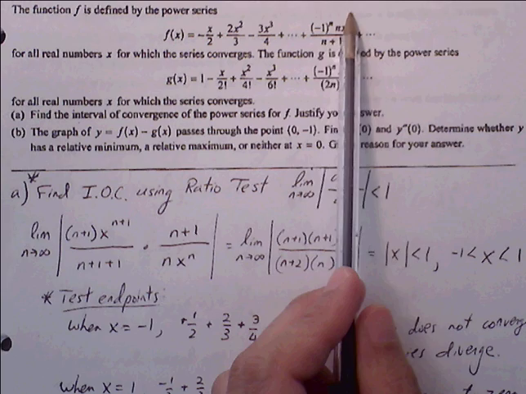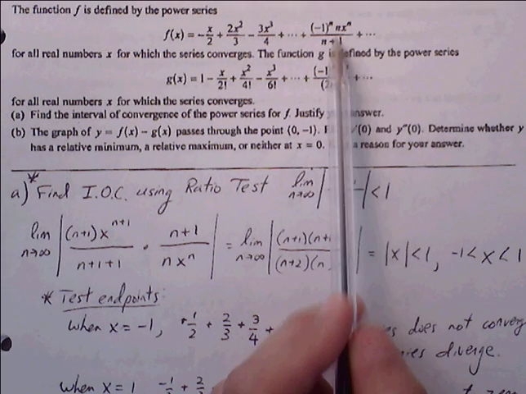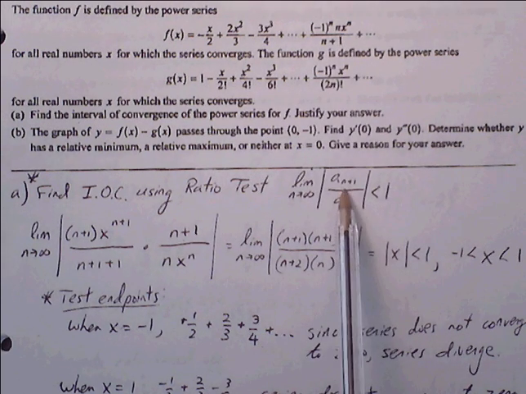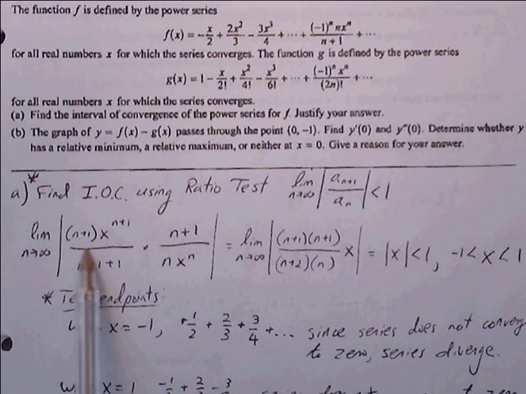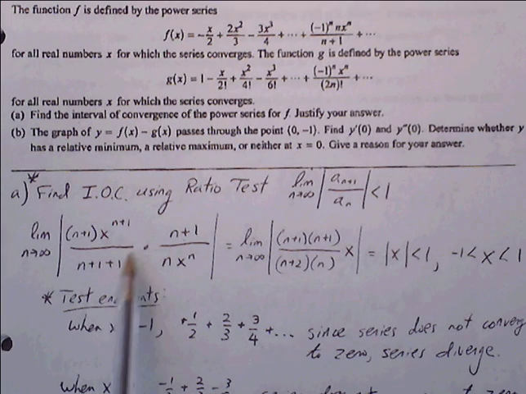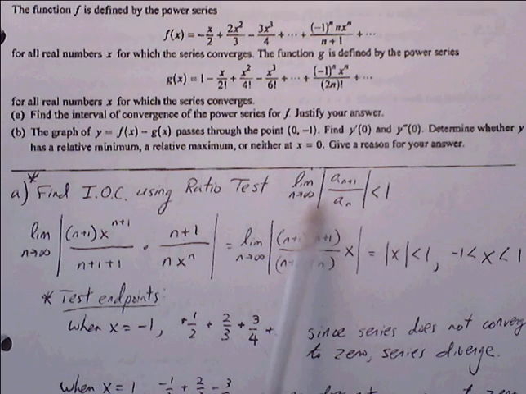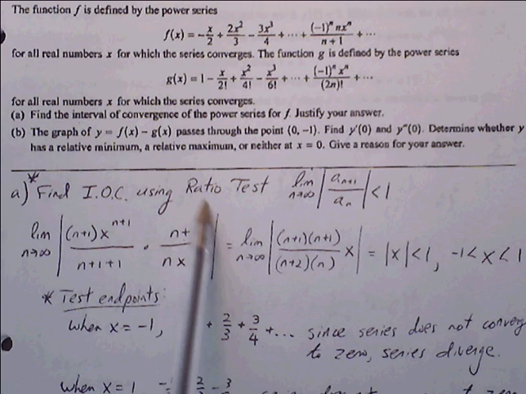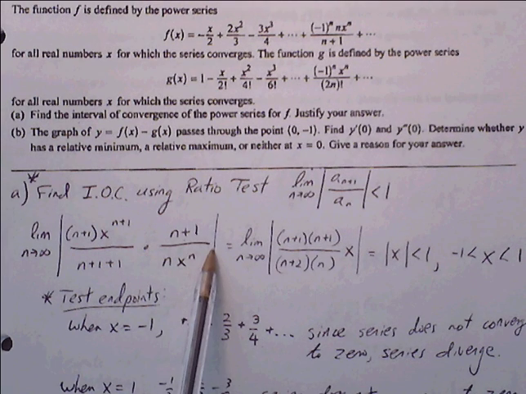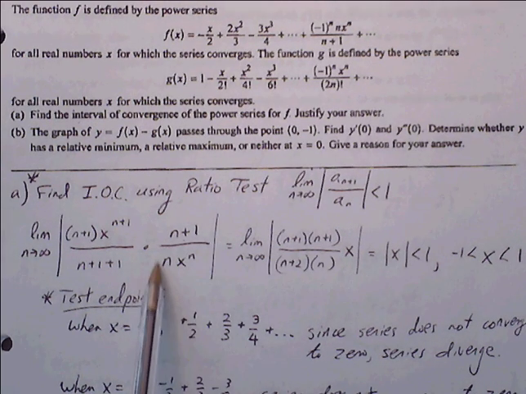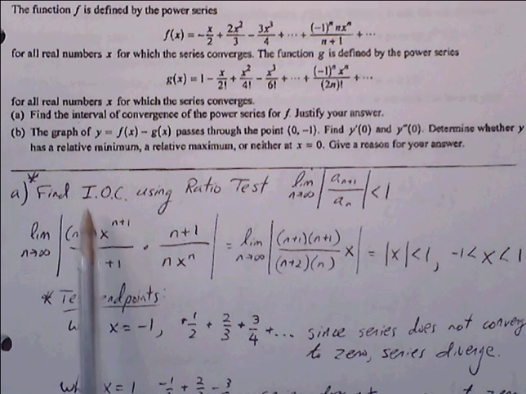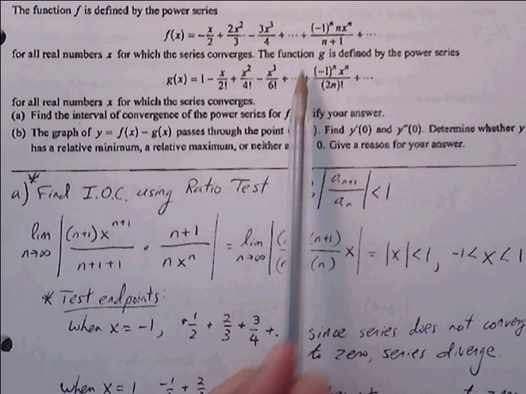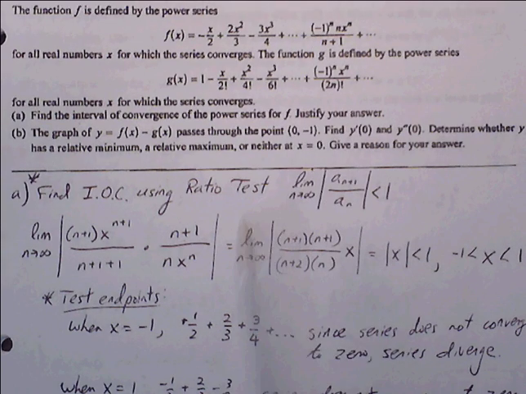So we're going to replace every n with n plus 1 to find the a sub n plus 1 term. So we get n plus 1 times x to the n plus 1 divided by n plus 1 plus 1. Divided by a sub n, the same thing as multiplying by the reciprocal of a sub n. So we have multiplied by n plus 1 divided by n times x to the n. Because of the absolute value, we don't have to worry about the alternator.